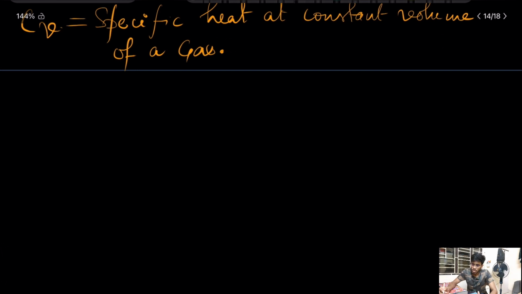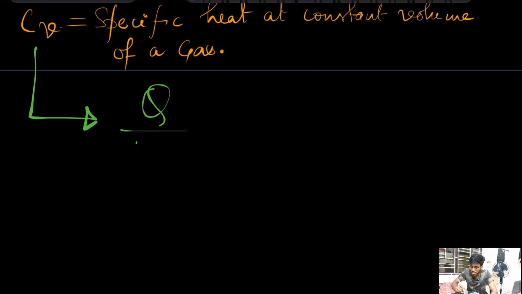Okay, so by definition this is the heat required per unit mass per unit change of temperature. I mean, this is the heat required per unit mass to raise the temperature of that mass by 1 degree. So this is the definition of the Cv.